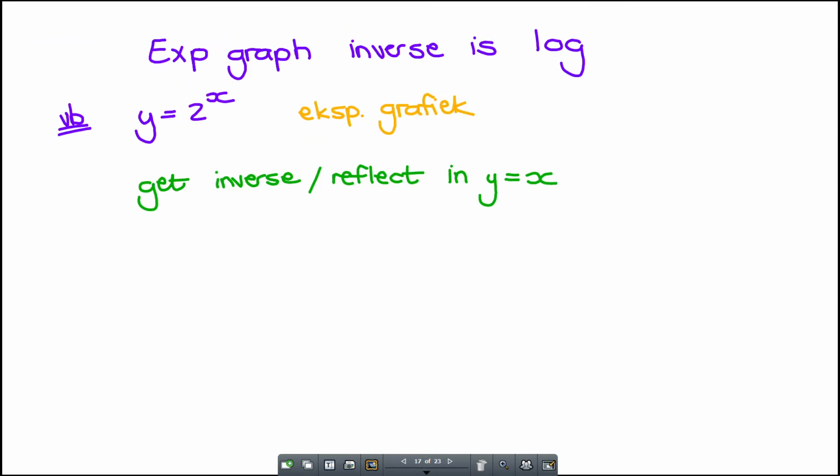Right. Now, the exponential graph, we said the inverse of that will be my log graph. Okay, so let's quickly look at an example. I give you y is equal to 2 to the power x, and that's an exponential graph. So let's get the inverse. Now, there are a few different ways they can ask you. They can either ask you to get, if that was f of x, they ask you to get f to the power of minus 1, meaning inverse. So let's just quickly write it here at inverse.